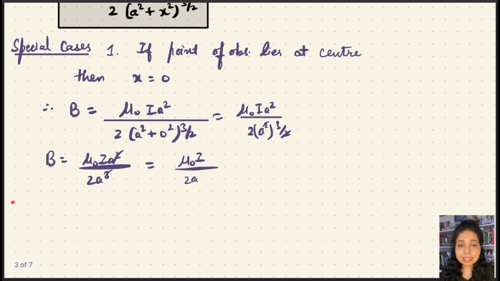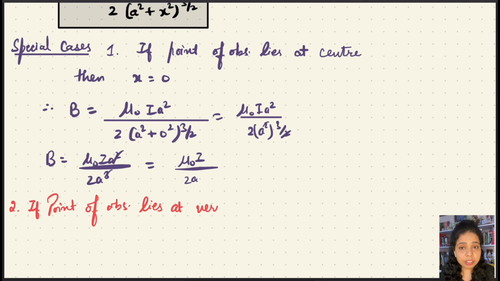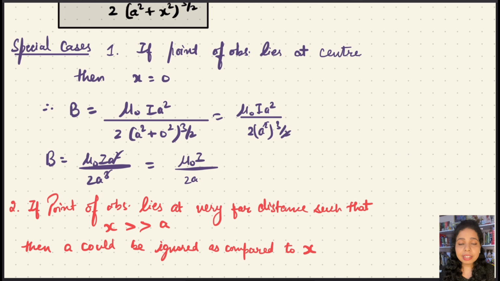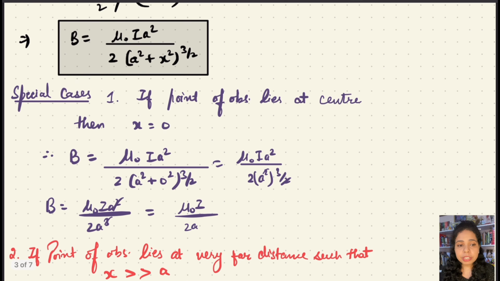Now we will be discussing the second special case, that is if we are having a point of observation lying at a very large distance such that the radius of ring is very small as compared to the distance of point of observation from the center of the loop, such that x is very much greater than a. So that means a could be ignored in comparison to x. Therefore, we will not put a is equal to 0 in numerator. We will just put a is equal to 0 in denominator, because as compared to x, a is small. So therefore, we will change this expression such that we will put a is equal to 0.